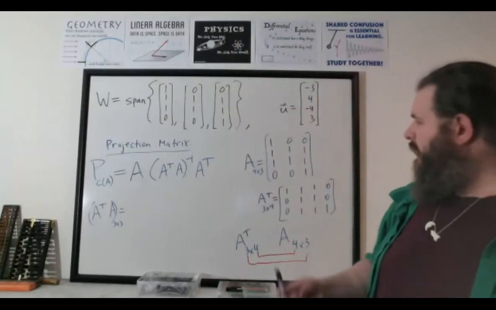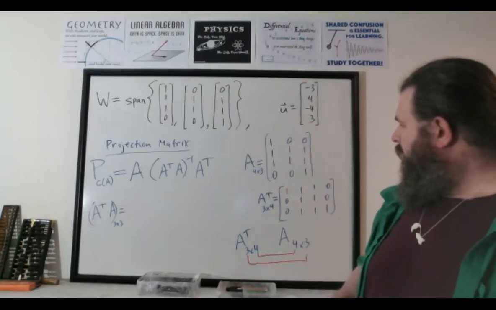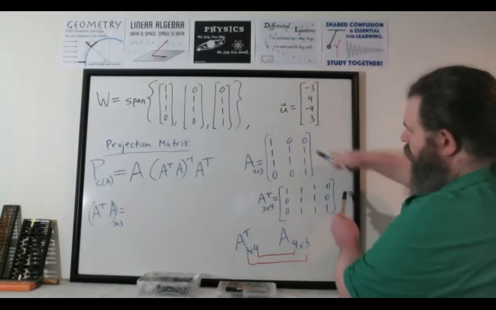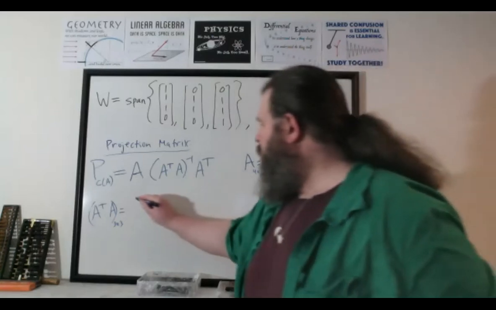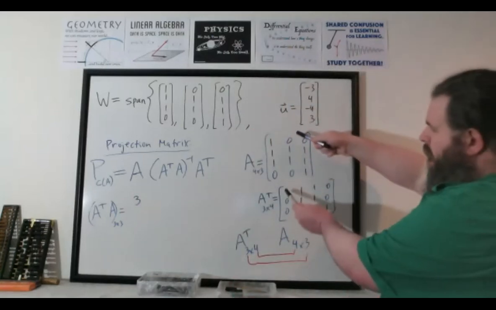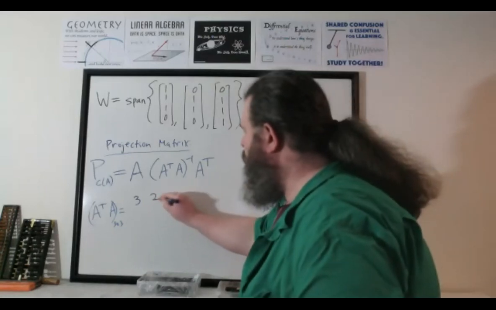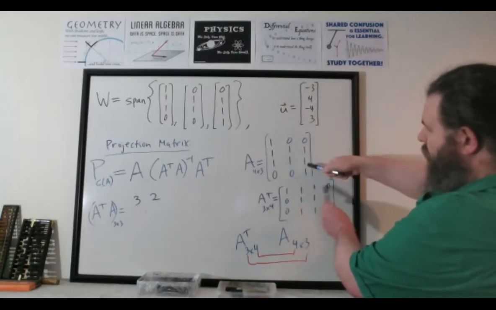And we can just multiply, combining a row of A transpose with a column of A. So if we combine that row and column, for instance, first row, first column, 1 plus 1 plus 1 plus 0. First row, second column, we have 0 plus 1 plus 1 plus 0. That's 2. First row, third column, 0 plus 1 plus 1 plus 0. So that's also 2.